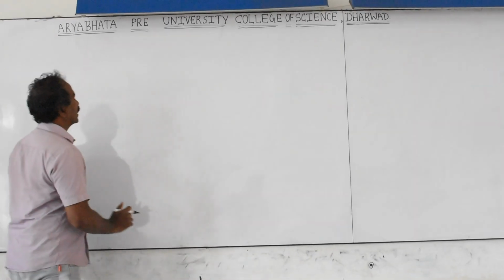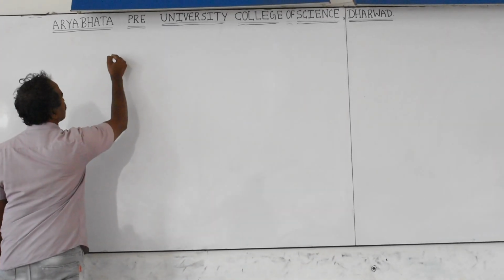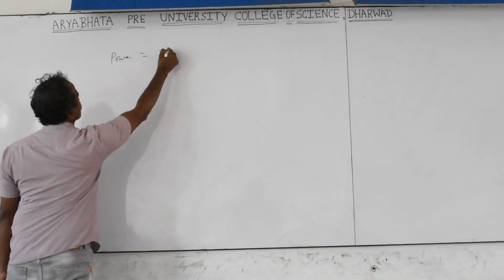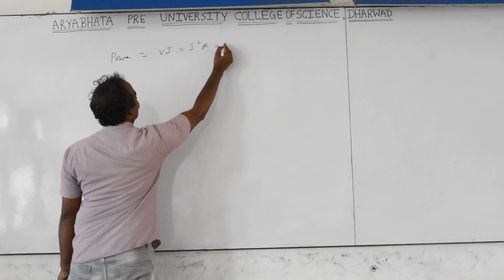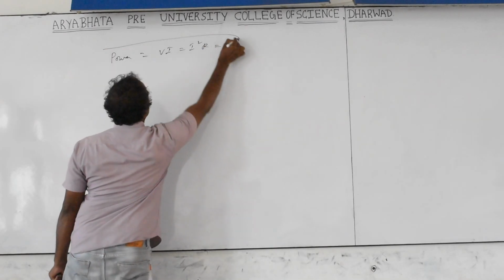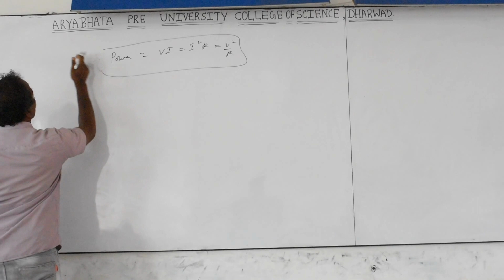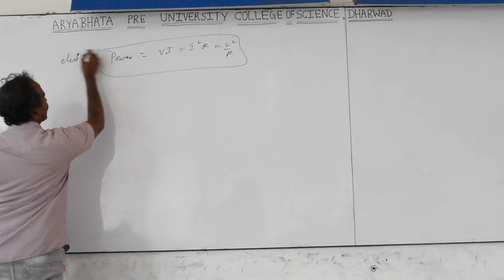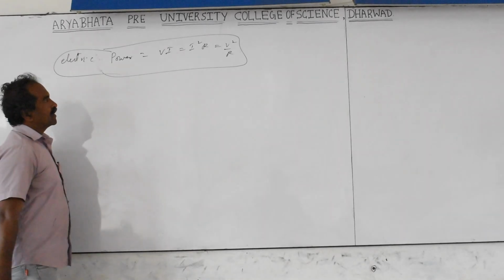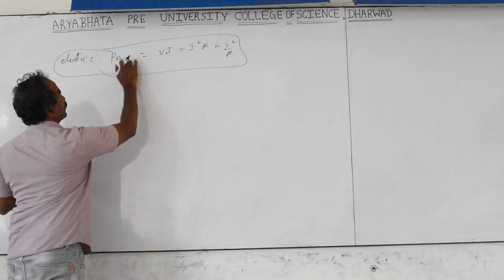Electrical energy and electrical power formula is V into I. Other formulas I also gave you: I square R or V square per R. These formulas, please remember. Electric power, and if we require energy, is nothing but equal to power into time.